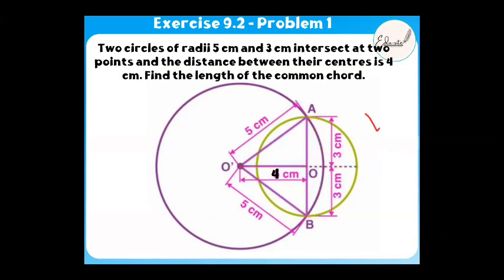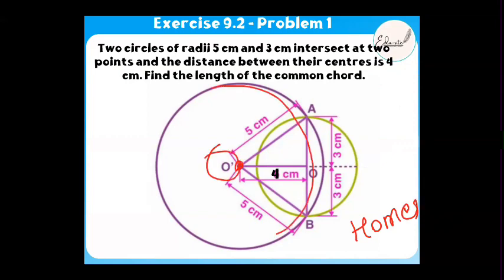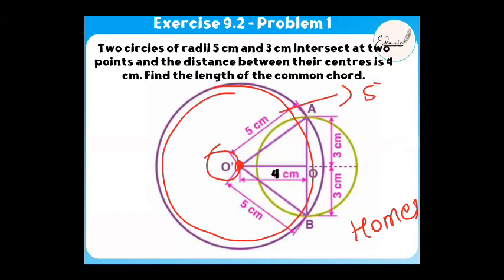Can you take it as homework? I want to see this in your notebook. Can you do it, beta? Okay, this is homework for you. It's just taking the compass. Keep it here on the point O dash and just draw one circle. This circle has a 5 centimeter radius. Just note it down if you have any doubts.